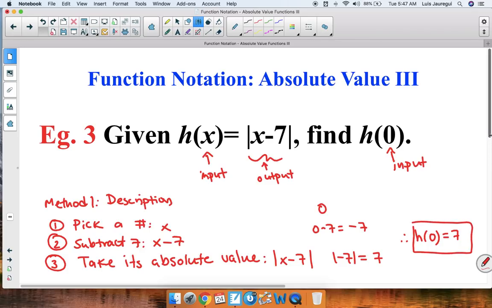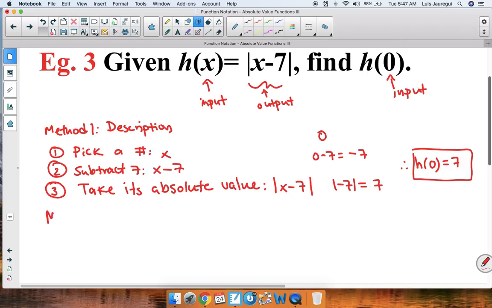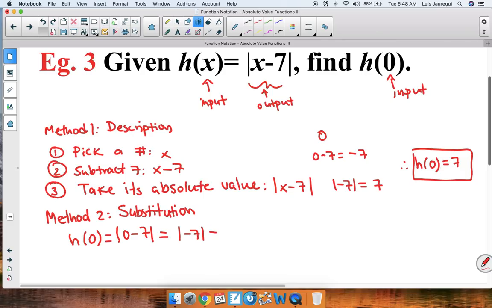Now let's double check our work by using the substitution method, or method number 2. Once again, method number 2, or substitution method, is based on the fact that we're substituting in the value for x. So we have h of 0 is equal to the absolute value of 0 minus 7. And 0 minus 7 happens to be negative 7. So we're taking the absolute value of negative 7, which is 7. Therefore, we can say that h of 0 is equal to 7 as well. And once again, regardless of which method we use, we still obtain that h of 0 is equal to 7.